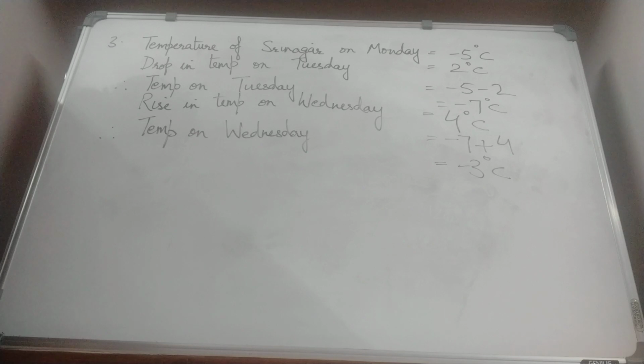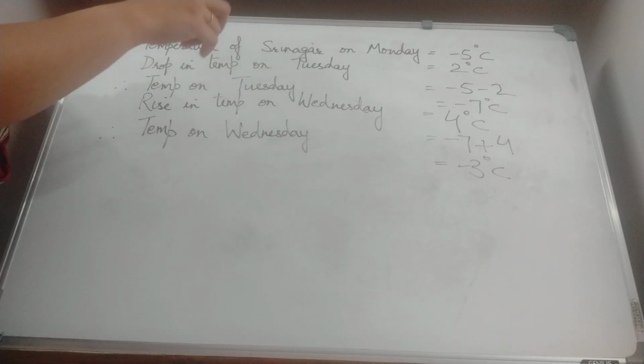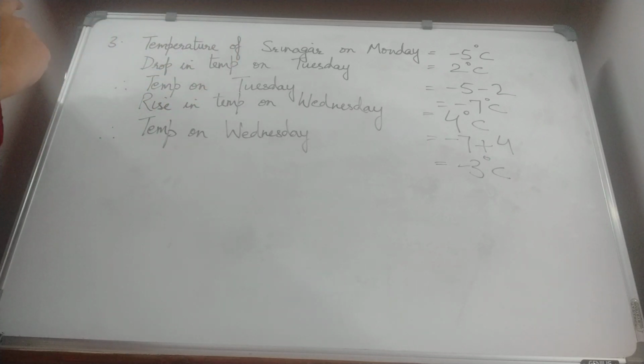If today the temperature, let's say, is 20 degrees and I say tomorrow it is dropping by 2 degrees, so what will it be? Will it be 22 or will it be 18? So it will be 18. Obviously you will subtract 2. So drop in temperature on Tuesday is 2 degrees Celsius. Please do not write temperature on Tuesday is 2 degrees Celsius. This is the drop in temperature. So drop in temperature is 2 degrees Celsius.